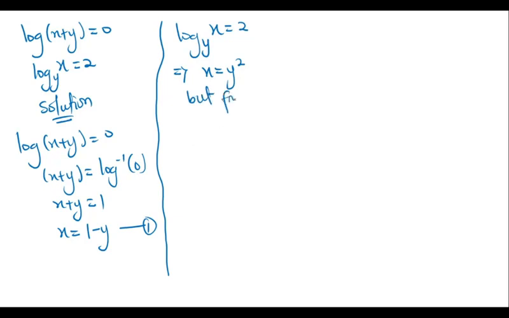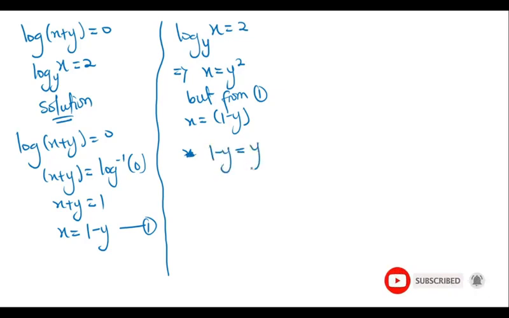But from equation 1, our x is equal to 1 minus y. So if we substitute that over here, we have 1 minus y is equal to y squared. So from here, let's bring everything to one side so that we can have a quadratic equation. So we are bringing everything to the other side of the equal sign, and we have y squared plus y minus 1 is equal to 0.